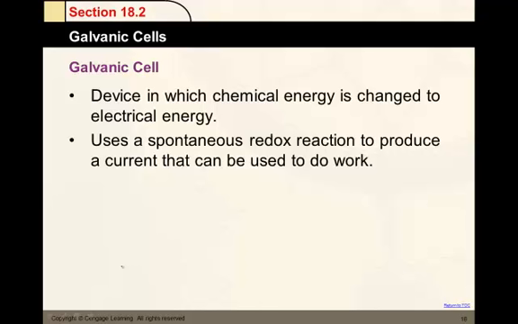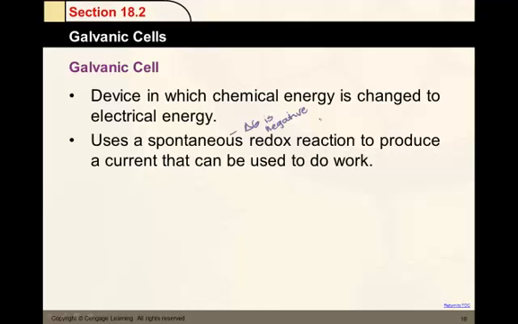A galvanic cell uses a spontaneous redox reaction to produce a current that can be used to do work. The key here is spontaneous redox reaction. That would of course mean one where delta G is negative. So if delta G is negative, we can use a galvanic cell to see what the reaction is.